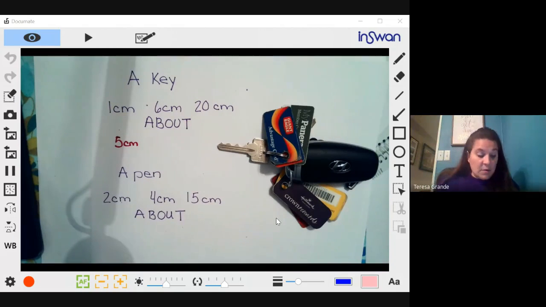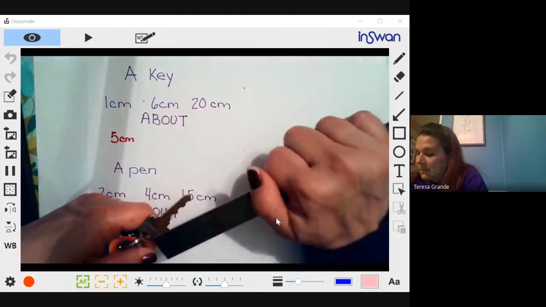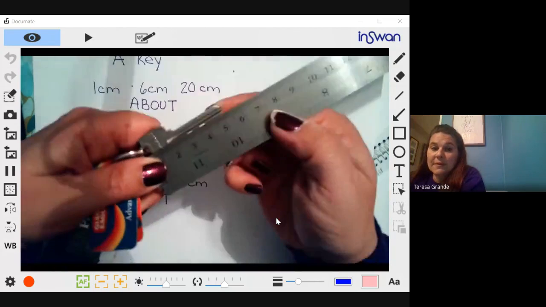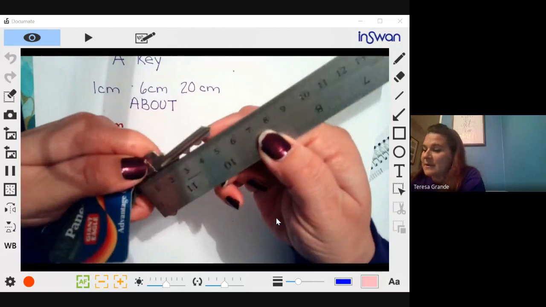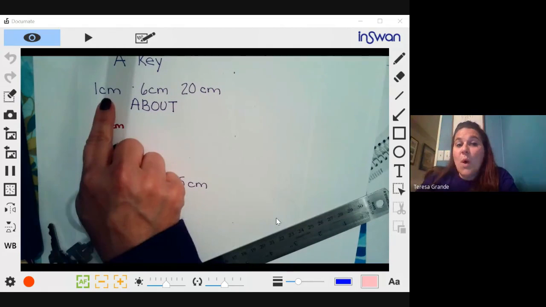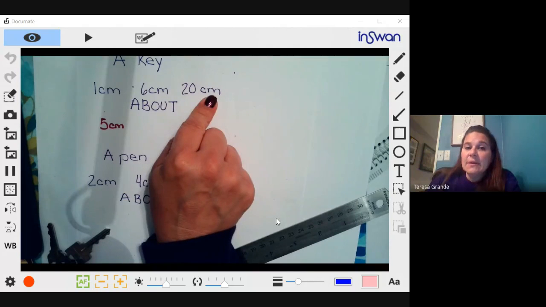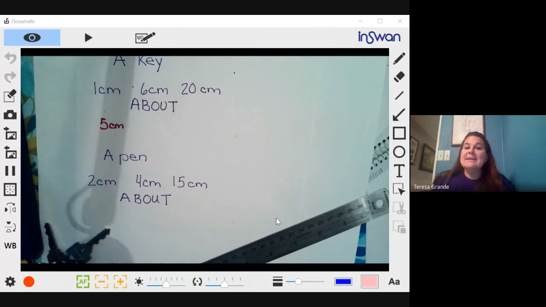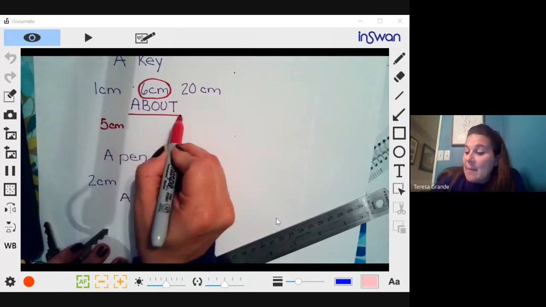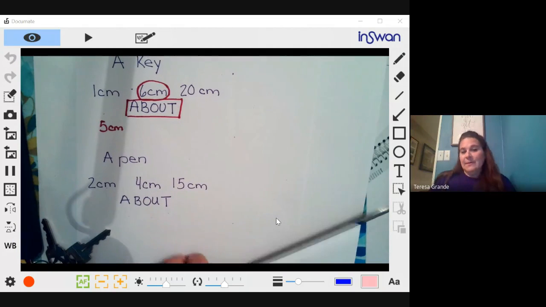Now, let's get out our ruler and let's measure this key. It's a little bit over 5. If I'm going to go here to there, it's a little bit over 5. So if these are our choices, 1 centimeter, 6 centimeters, or 20 centimeters, our answer would be 6 centimeters. Because again, the word that we're looking at is about. So remember, we're estimating. It's about 6 centimeters.